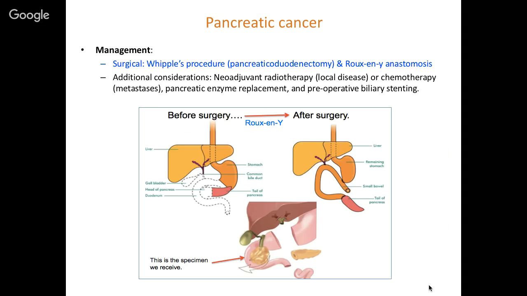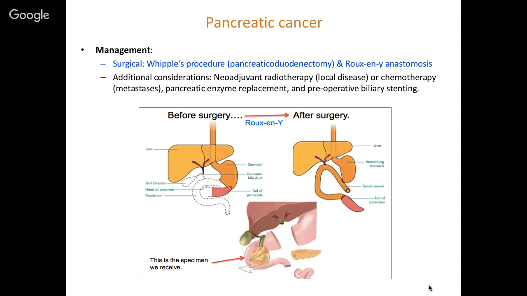In terms of management, you can try lots of things depending on the extent of the disease. So radiotherapy, chemotherapy, and some other things we talked about. Probably the main one you need to know is the Whipple's procedure, which is a pancreaticoduodenectomy. And it's often completed with a Roux-en-Y anastomosis.